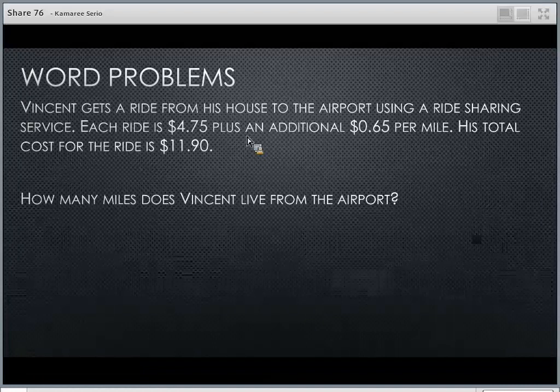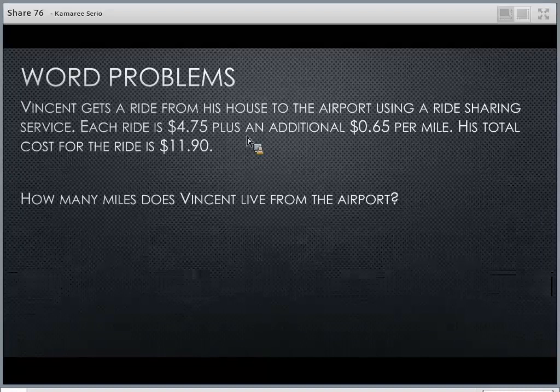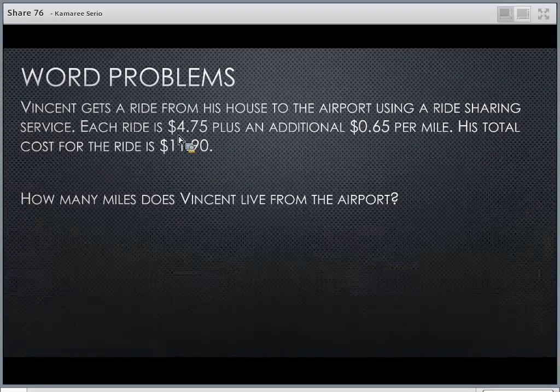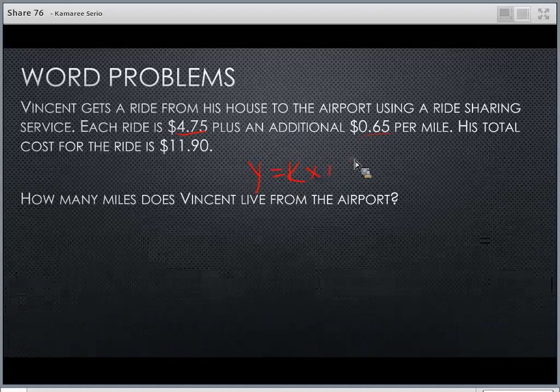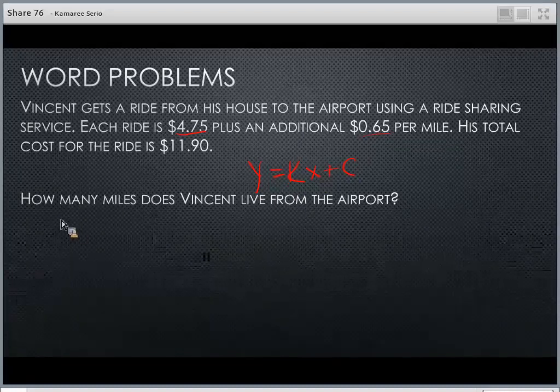Okay, and then this is the last part of lesson 14, which is 14.3 with word problems. Okay. It says that Vince gets a ride from his house to the airport using a ride-sharing service. Each ride is $4.75 plus an additional 65 cents per mile. And his total for the ride is $11.90. Okay, so this is where we go back to that y equals kx plus c. Okay, the total always goes by itself.